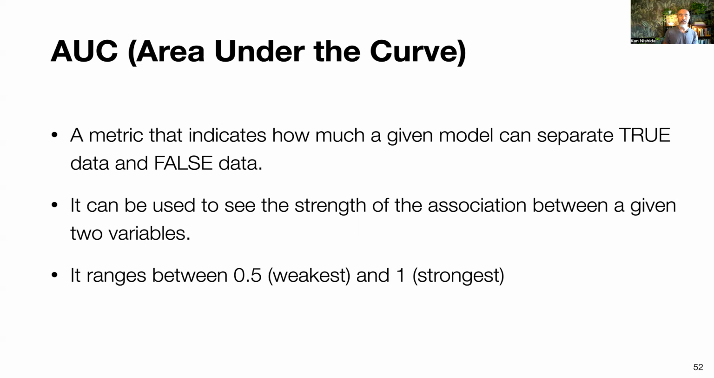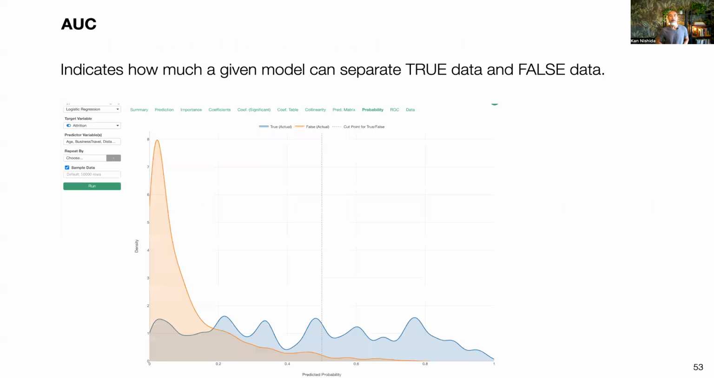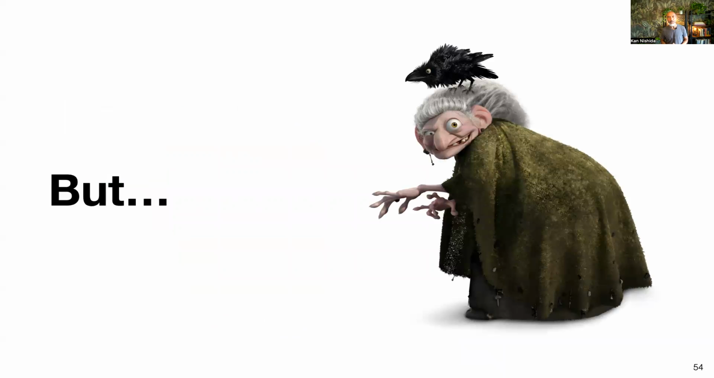1 is the strongest. A more intuitive way to visualize this is to go to the probability tab, where you can see the true data and false data distributions are separate, like different mountains. But when the AUC is low, the data is overlapping each other. Nonetheless, those are the evaluation metrics. However, there's one problem here.